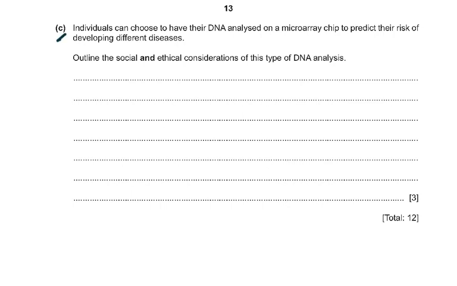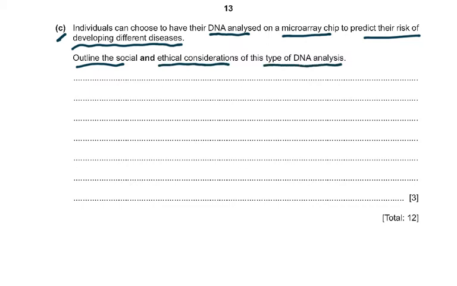Then coming to the C part of the question, individuals can choose to have their DNA analyzed on a microarray chip to predict their risk of developing different diseases. Outline the social and ethical consideration of this type of DNA analysis. Well, this is the biggest question which they always have given you in the syllabus.